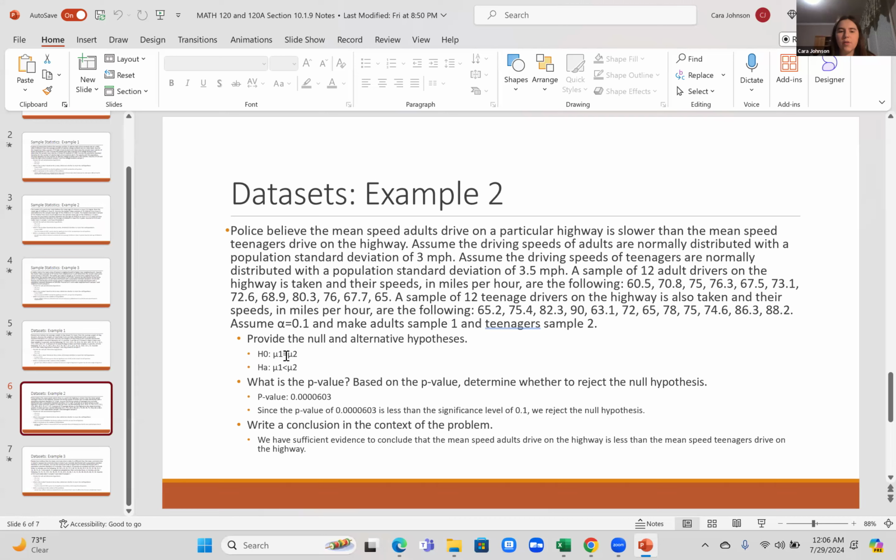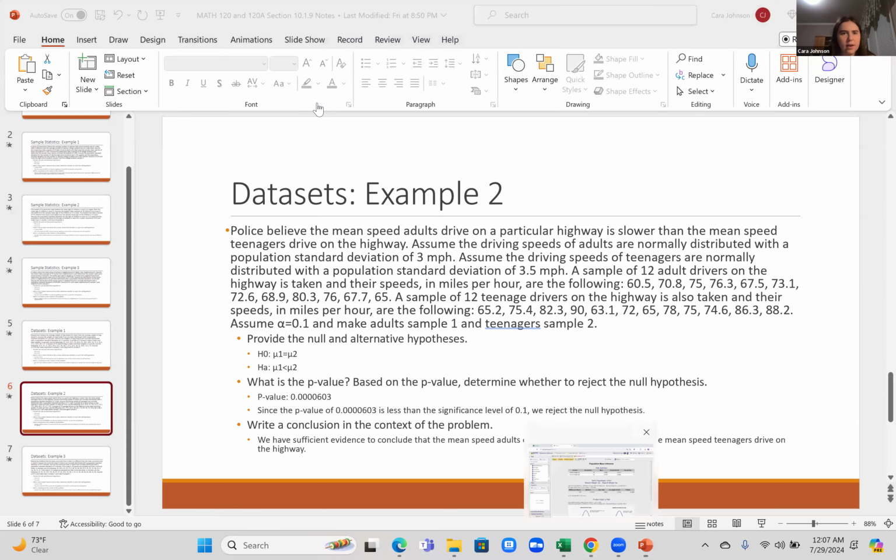So as always, our null is mu1 equals mu2. And then I said adults, which is sample 1, is less than teenagers, which is sample 2. So that's why our alternative here is less than. So let's go to our Rguroo and enter everything in.